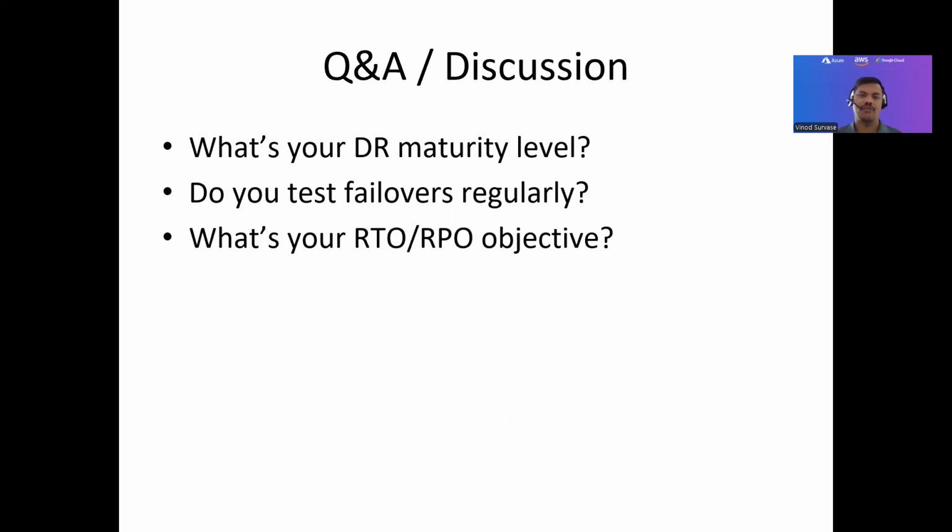And there are some questions, and maybe you can discuss them among your team or people. So these are the questions that I have put together. What's your DR maturity level? Do you test failover regularly? What's your RTO and RPO objective, right? So these are a few of the questions I have put, and it's definitely worth understanding and knowing this. Otherwise, BCPDR has probably not been tested, or it doesn't have enough maturity, or we are not following the core concepts or core objectives of RTO and RPO, right?